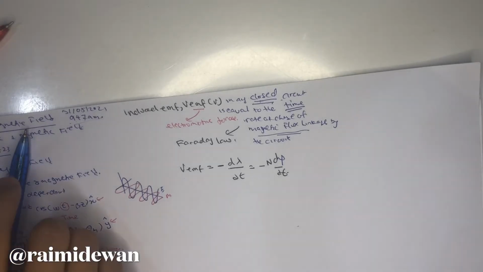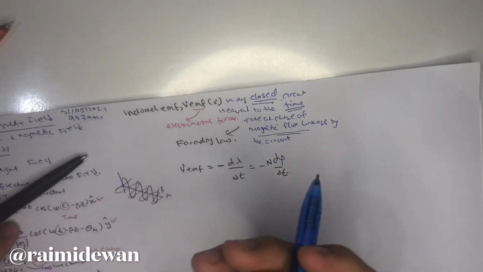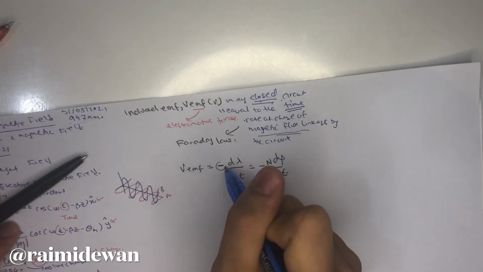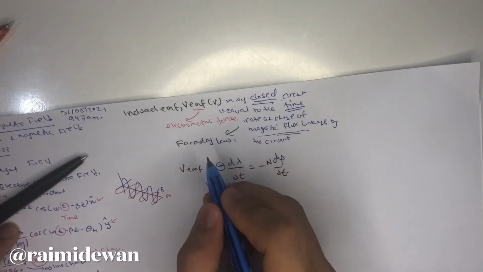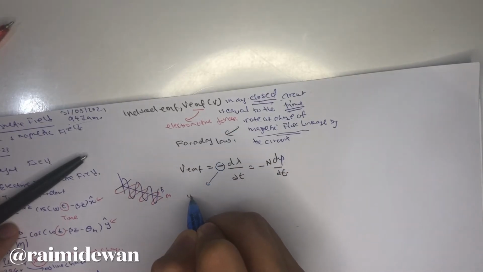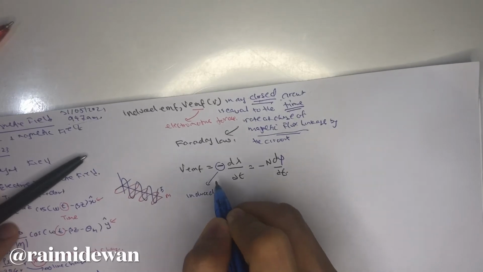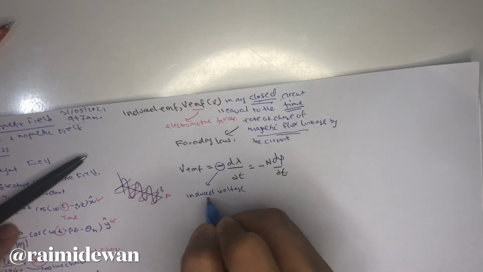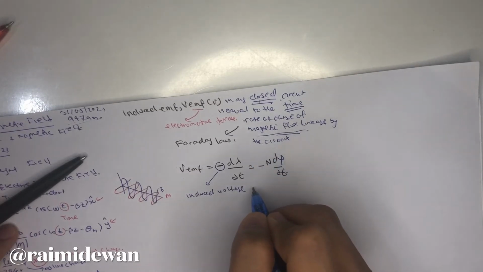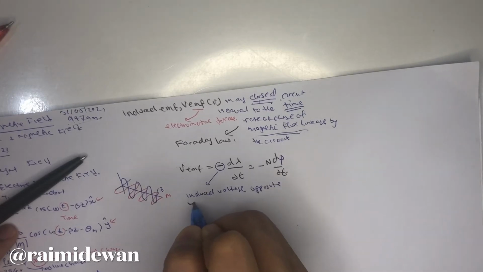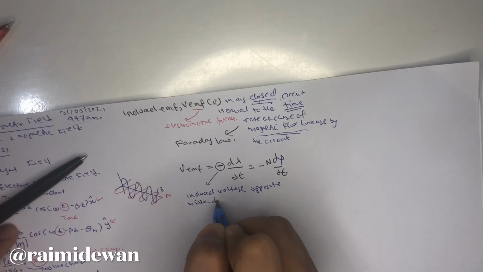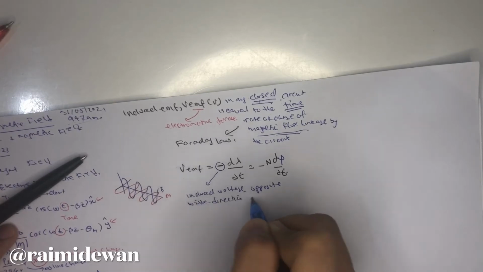So what is the negative? It shows that this induced voltage is in the opposing direction, opposing the direction of the flux that is producing it.